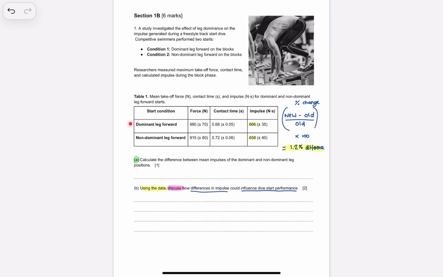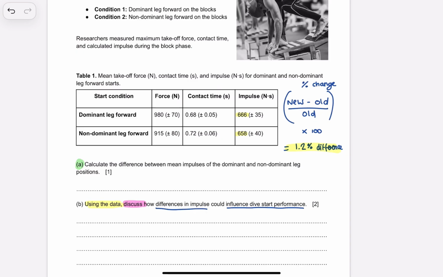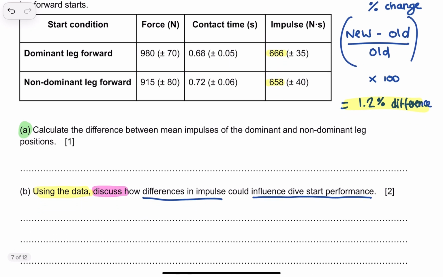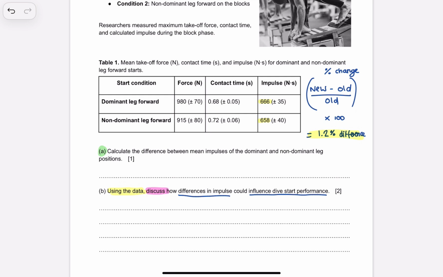You've got swimmers that have been measured over loads of trials with the dominant leg forward and the non-dominant leg forward. And then we've got measurement of force, contact time, which has allowed them to generate a mean net impulse applied for different starting positions. So you can see here, we've got dominant leg is higher than non-dominant leg, and loads of you pointed that out and you were able to get a mark for that.